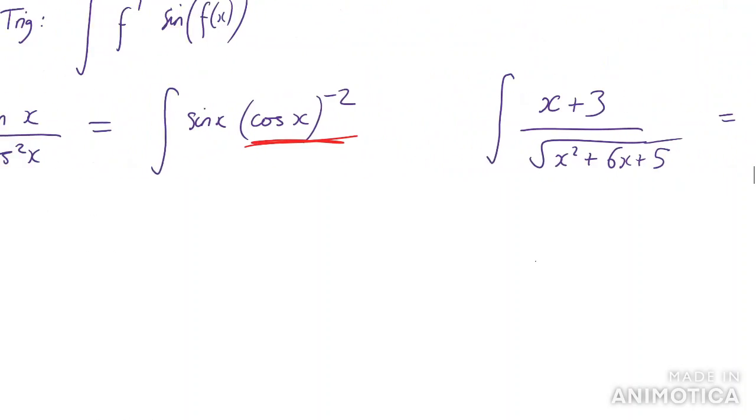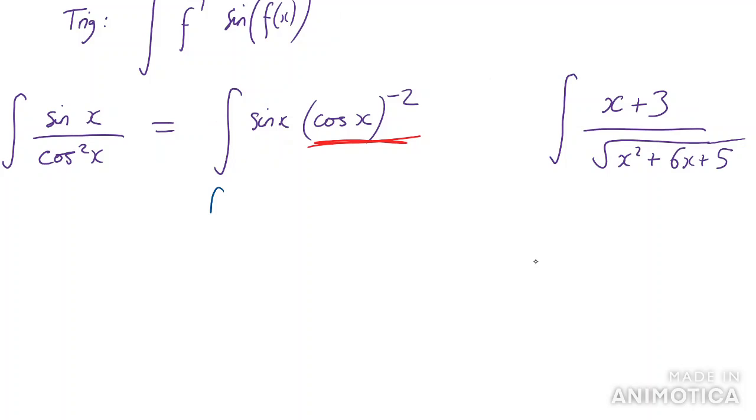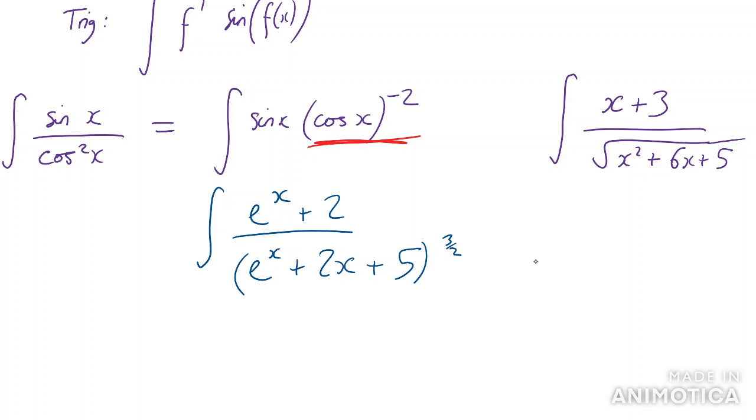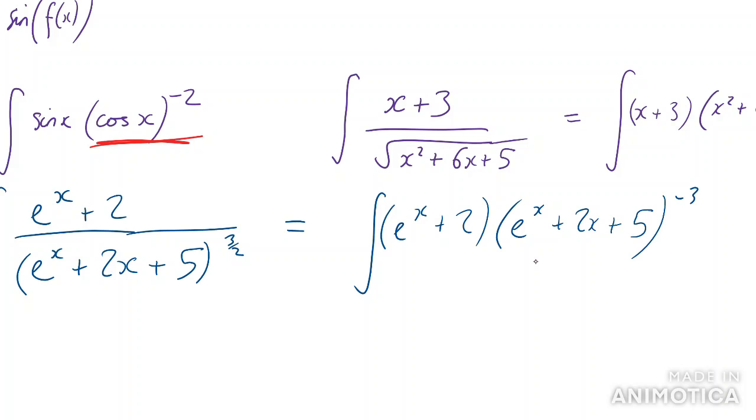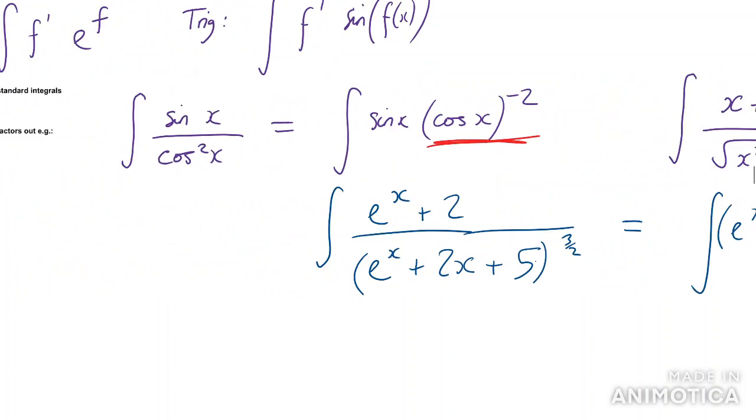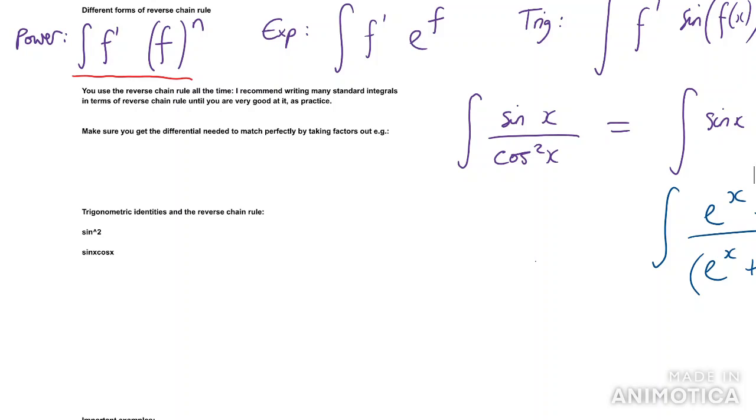Just to really hammer this point home, if I have something like this, before I do anything else, I just want to write this as (e^x + 2)(e^x + 2x + 5)^(-3/2). And this will make using the reverse chain rule much easier. So make sure you do that.